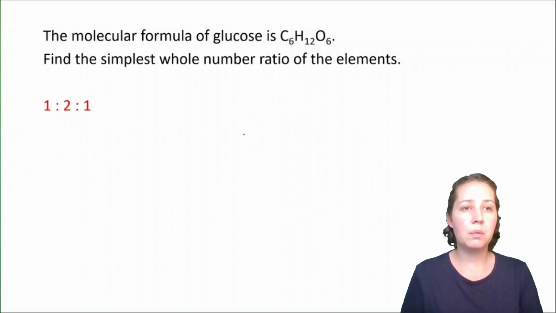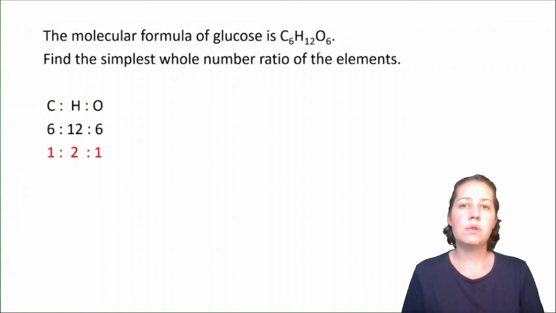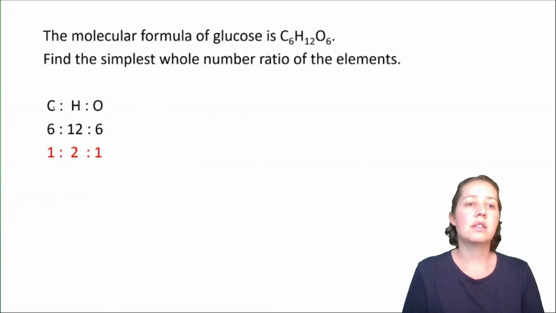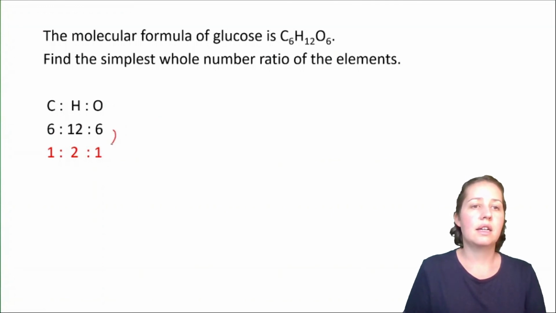The answer should be 1 to 2 to 1. Let's have a look at how I got that. So I'm using the same order that the data has been given to me in. This is really important. So I have C to H to O. I'm making sure I write in the correct numbers underneath each of those. So 6 to 12 to 6. I can then divide through by 6 to get the simplest whole number ratio of 1 to 2 to 1.